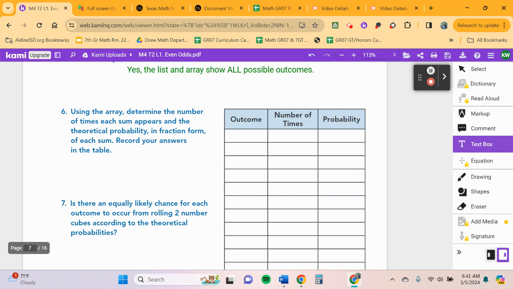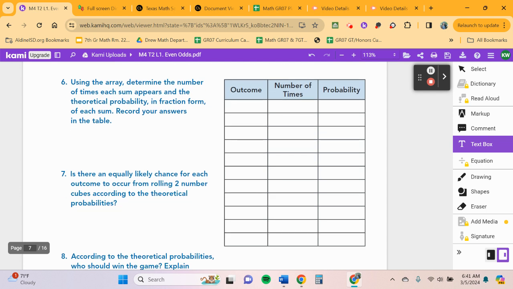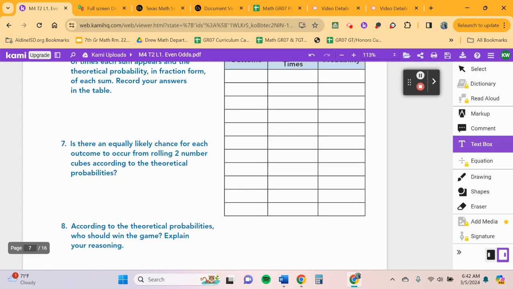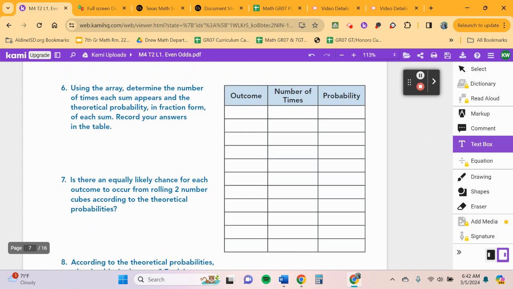Okay, number 6, it says, using the array, determine the number of times each sum appears and the theoretical probability in fraction form of each sum. Record your answers in the table. Number 7: is there an equally likely chance for each outcome to occur from rolling 2 number cubes according to the theoretical probabilities? And number 8 says, according to the theoretical probabilities, who should win the game? Explain your reasoning. All right, so I'm going to get us started with this probability outcome so that you can see how we would use an array to help organize those outcomes.